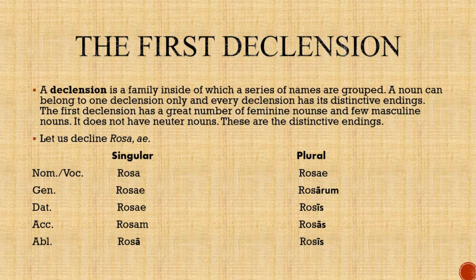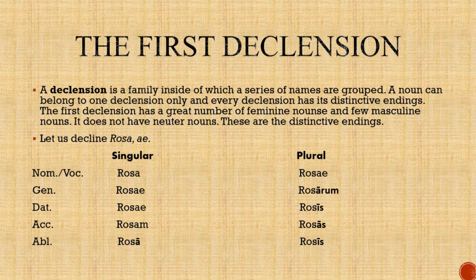Okay, all of these cases are grouped in declensions. What is a declension? A declension is a family inside of which a series of names are grouped. There are 5 declensions in Latin, and each of them has their particular and distinctive endings.